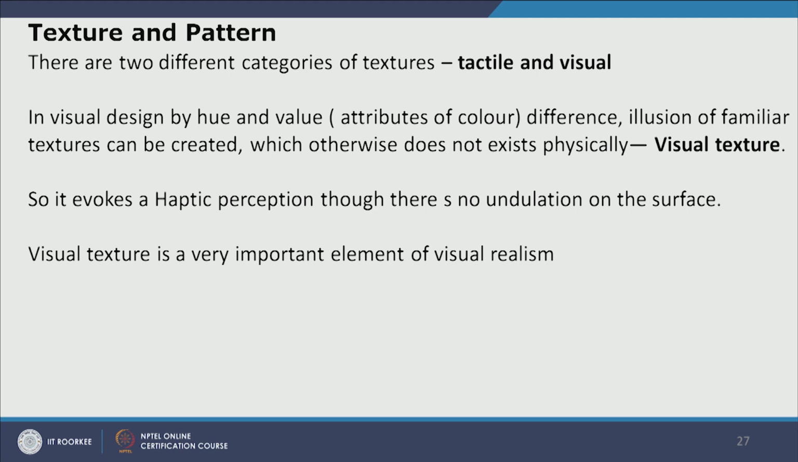But in terms of visual design, we can only use visual texture. Visual texture can be achieved by changing hue and value, which are attributes of color difference, and an illusion of texture can be created. So this is actually not a texture but an illusion of a texture, which doesn't exist physically, but when we see it, we can have a feeling of texture. It evokes a haptic perception even though there is no undulation on the surface.